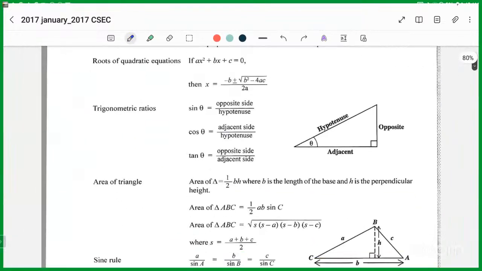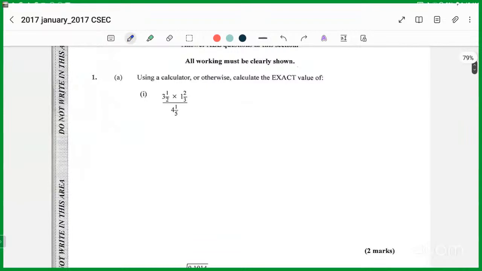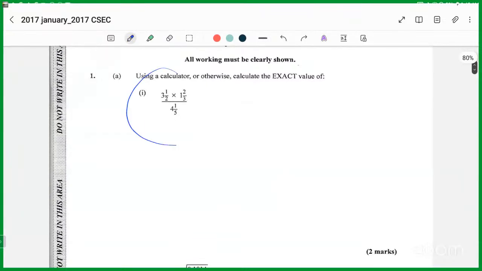This is the actual exam paper, and this is number 1. It requires us to use a calculator to calculate the exact value of this expression. Because they say using a calculator, using the full capabilities of a calculator, it's a matter of putting it in the calculator exactly as it appears there.